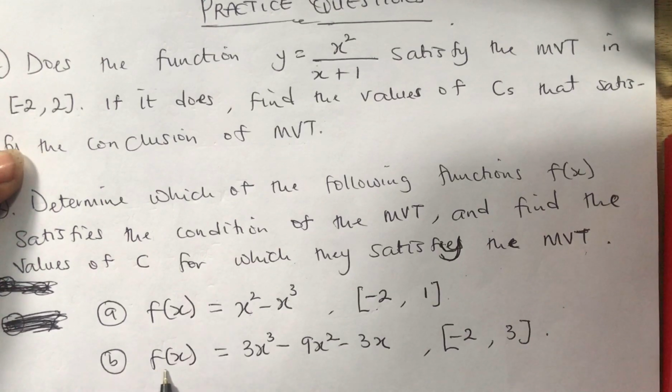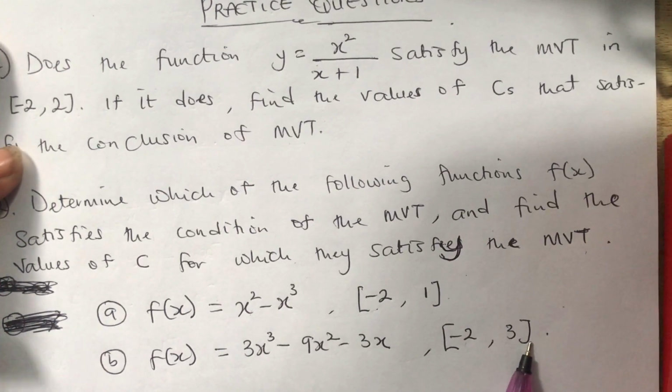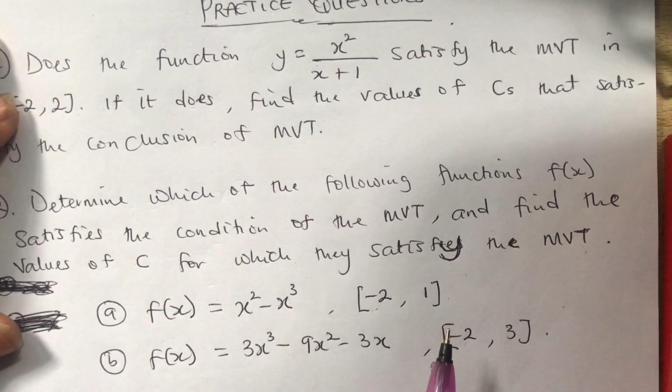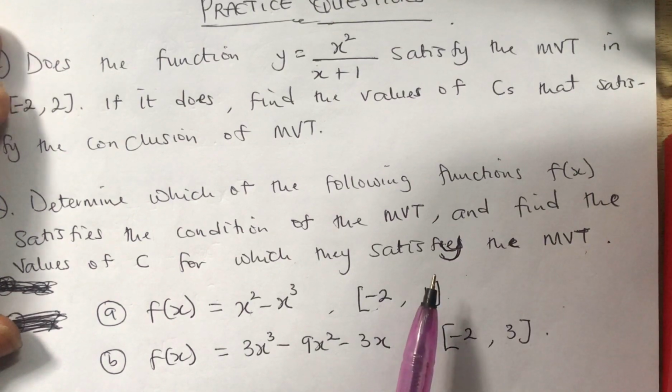The second one is f of x equals 3x cubed minus 9x squared minus 3x, and the closed interval is from minus 2 to 3. So with the aid of solving the mean value theorem like we have done in the previous example, you can try to do these practice questions.